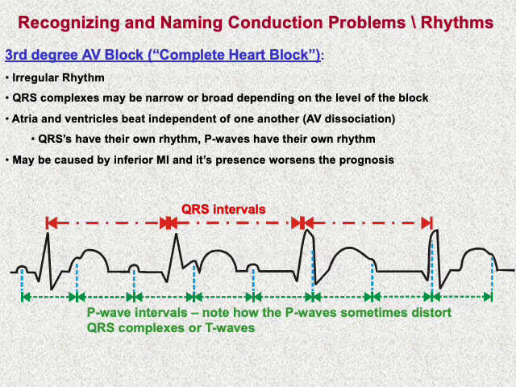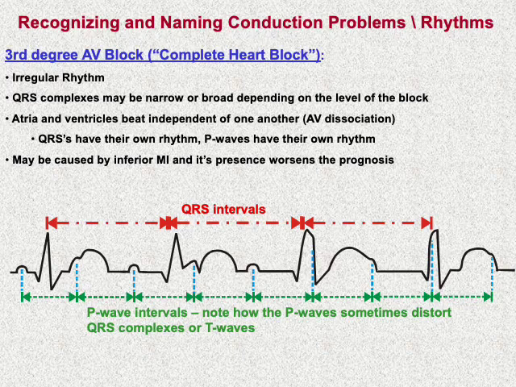In Mobitz type 1, the Wenckebach, as we saw before, there is group beating. Meaning 3 beats are regular and then 1 drop. If it's 4 to 3, sometimes 3 to 2, meaning every 2 beats 1 drop. So this is progressive PR prolongation, and one is not conducted. But here there is complete dissociation.